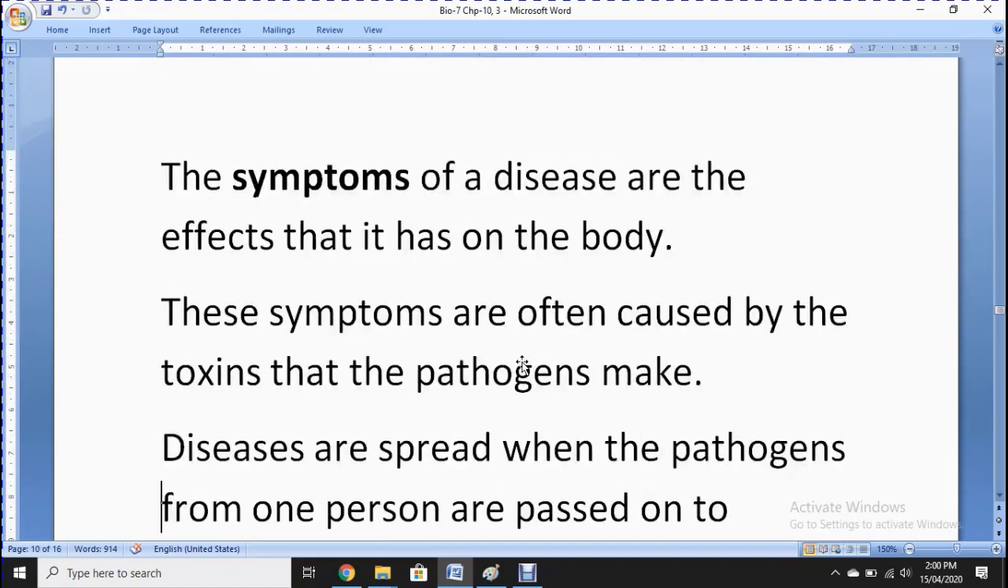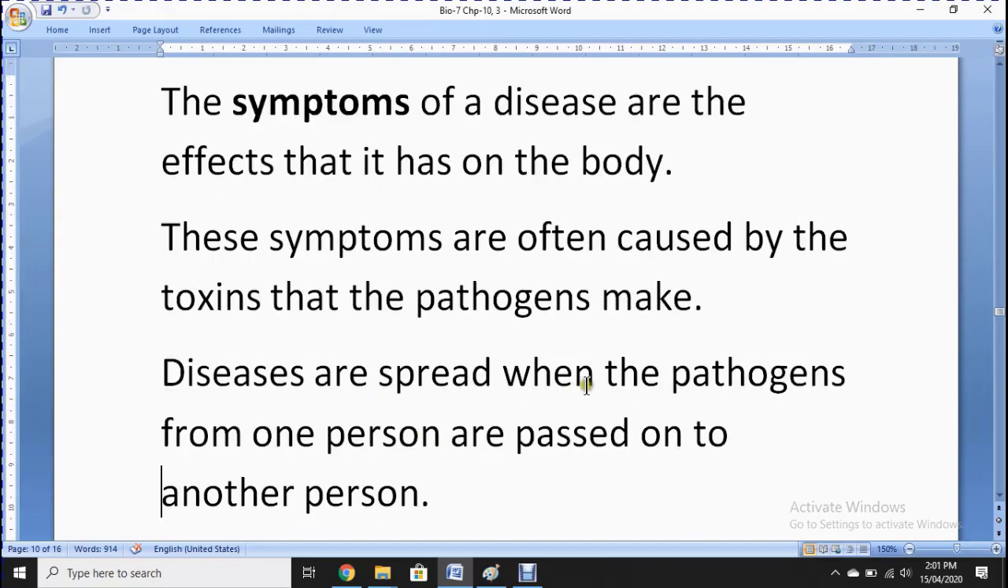The symptoms of a disease are the effects that it has on the body. What is the meaning of symptoms? If you have some problem, your body will respond to it. So these are the symptoms. These symptoms are often caused by the toxin that the pathogen makes. Why do these symptoms show? Maybe you have some bacteria or influenza. Then sneezing, a running and watery nose, and fever may appear. These are the symptoms of specific types of pathogens, often caused by the toxins that the pathogens make.